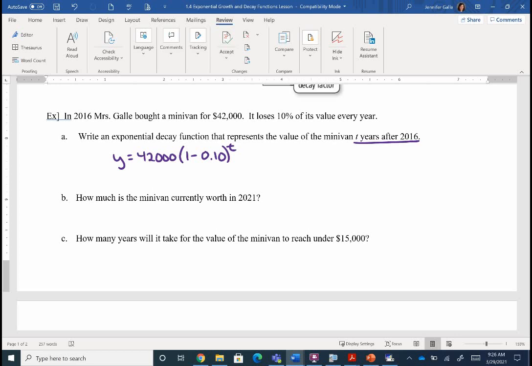Now, again, you might be like, Miss Golly, where does that 1 come from? Remember, the 1 is 100%. So it's 100% of my van's value. And then we're taking away 10% of that value. So the 1 is always there. The 1 is decimal form of 100%. The same way the 0.10 is the decimal form of 10%. So I'm going to take 100% of the van's value, and I'm going to take away 10%.